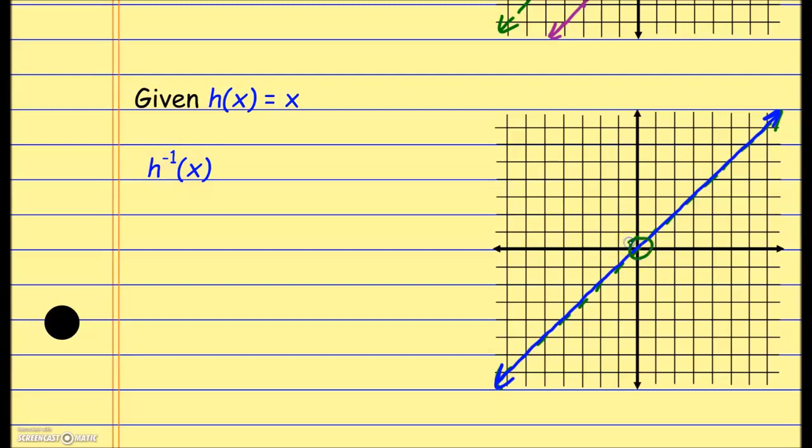Think about switching each of these ordered pairs. Here, I've got the ordered pair 0, 0. If I switch that, I get the ordered pair 0, 0. So I would plot a point right here. For the next one here, I've got the point 1, 1. If I switch that, I still end up with 1, 1. So I get a point here.